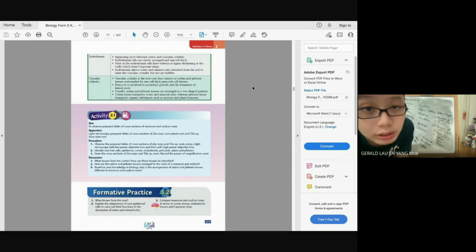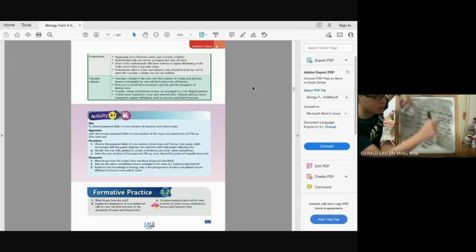Endodermal cells are closely arranged and one cell thick. Most of the endodermal cells have suberin or lignin thickening, which forms the Casparian strip. This one is related more to transpiration, and they will explain more later. Basically, in your endodermis there will be lignin and suberin thickening, but there will be a layered structure called the Casparian strip.